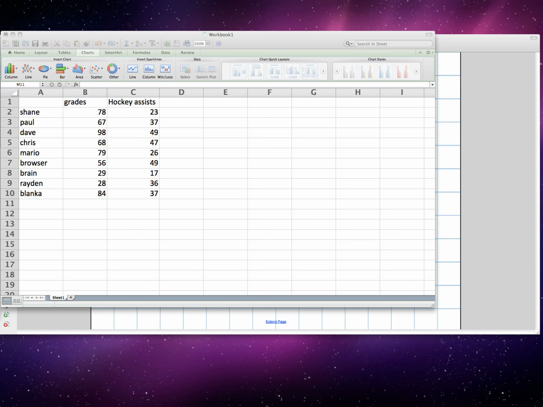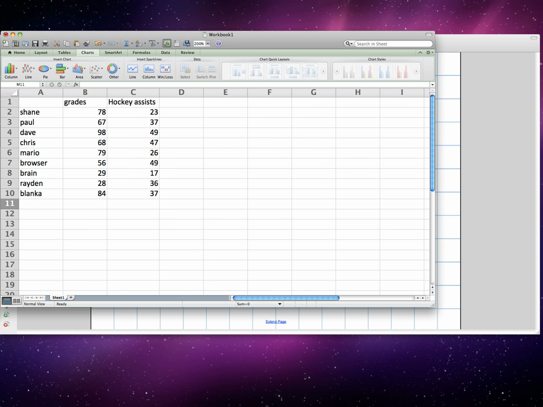Okay, so I want you guys to look at this page here. We have our Excel sheet. On this Excel sheet, I've written down grades and hockey assists. I got the people's names in our first column, their grades in the second, and assists in the third.